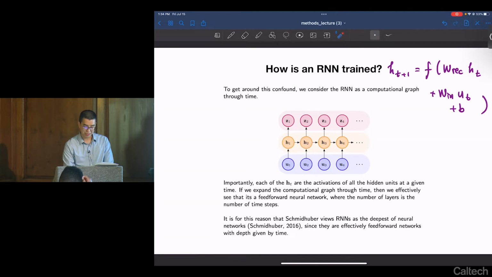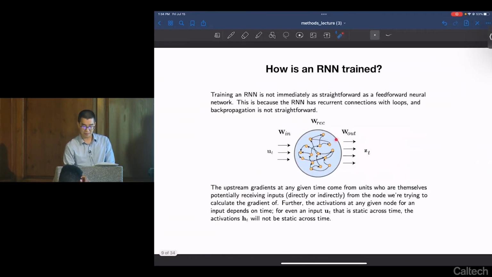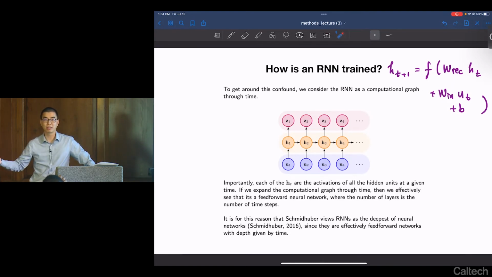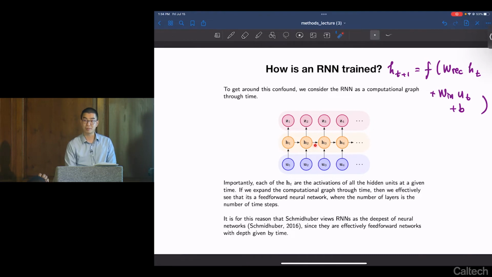So if I look at h2, it's going to be a function of h1 plus u2, since t equals 2. So u2 and h1 combine to give me h2. And with h2 and now u3, I can calculate h3. And so now if I write the recurrent neural network not as a network of just the neurons and their recurrent connections, but if I unravel it in time, then it now becomes a feed-forward neural network. So there are no recurrence relationships here.